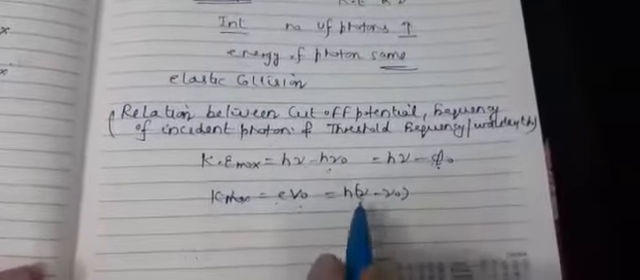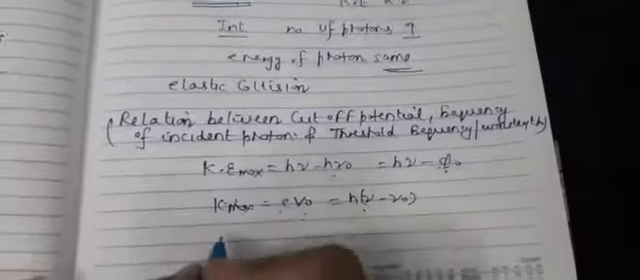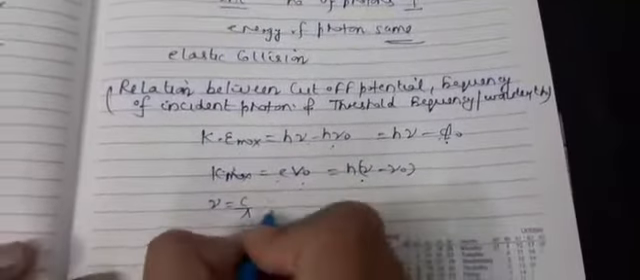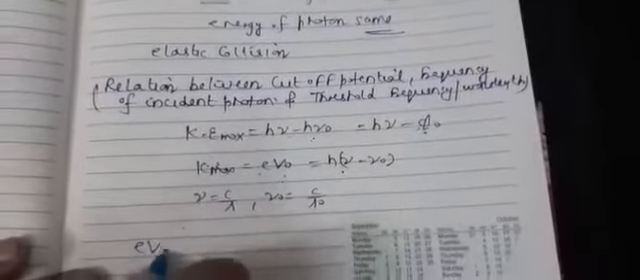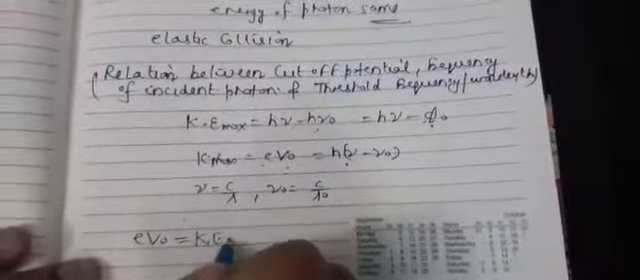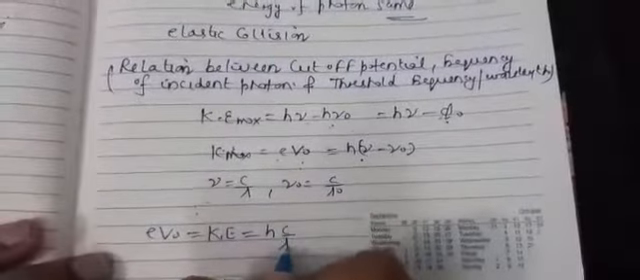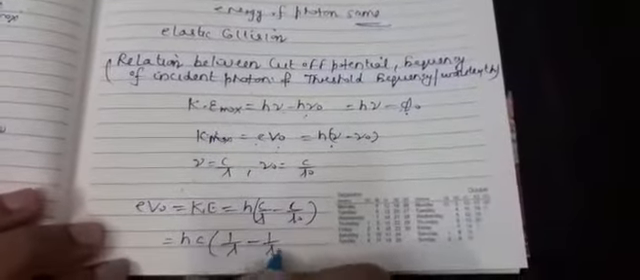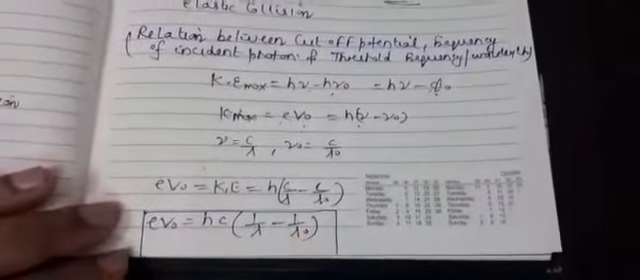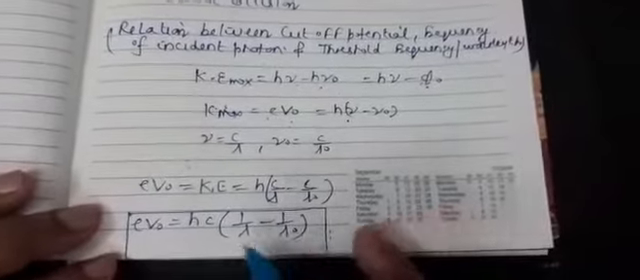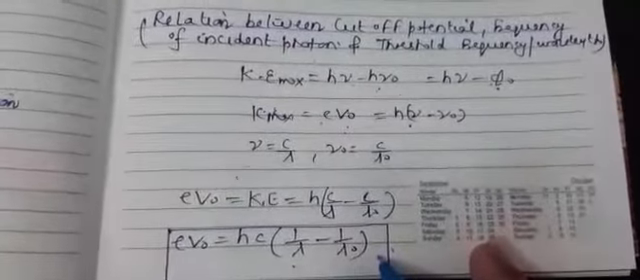So if we want to express it in terms of wavelength, तो nu क्या हो जाएगा, c by lambda. Nu naught will also be c by lambda naught. So eV naught or kinetic energy equals h(c by lambda minus c by lambda naught). This is hc(1 by lambda minus 1 by lambda naught). So this is the relationship. Sometimes in numericals you can use it directly. So there are different forms of this equation.